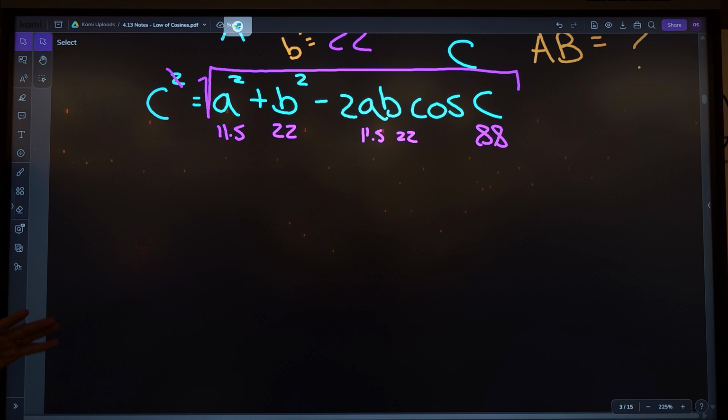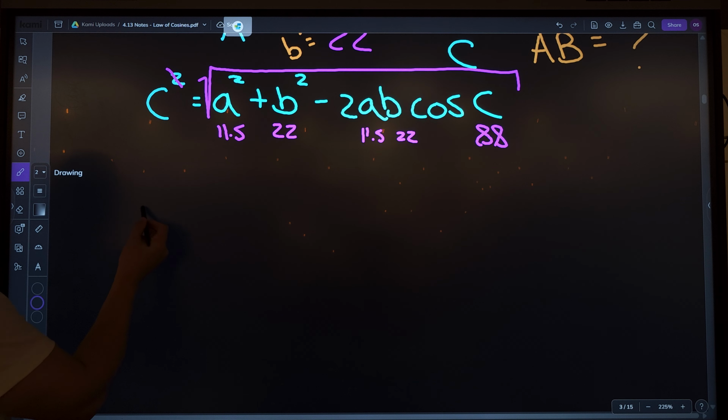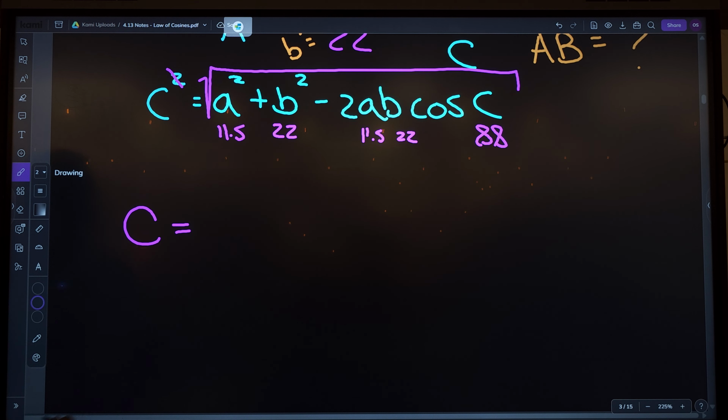Make sure it's all the square root. Make sure you're in degree mode. Make sure it's a minus sign, not a negative sign. Round that to the nearest tenth. What are you guys getting?